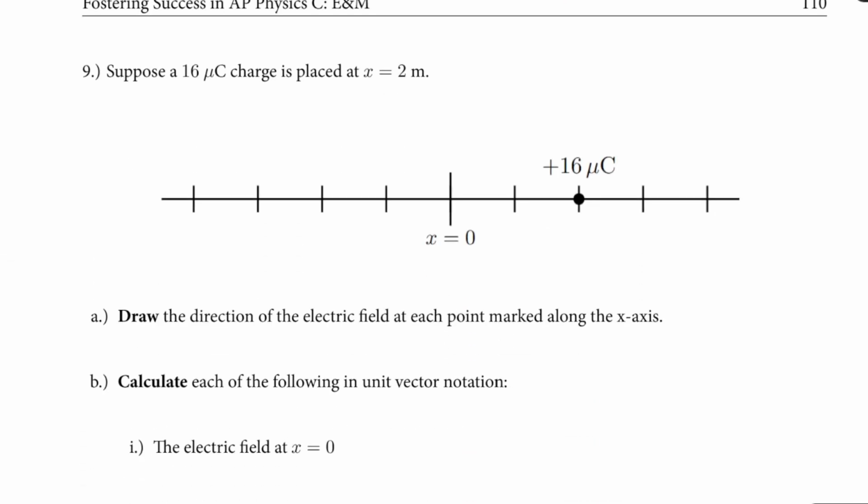Now we'll do a quantitative example. We have a 16 microcoulomb charge, and again, we know what micro means. Micro is 10 to the minus 6. We place it at x equals 2, and just based on spacing, we can see that these are spaced by 1 meter. If these are spaced by 1 meter each, first we're going to just draw the direction of the E field at each point.